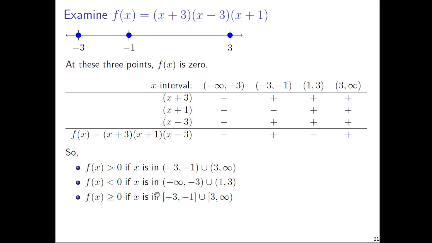Well, then the thing is, we actually include the places where f of x equals 0. And that we saw up here. So we need to include negative 3. We need to include negative 1 itself, and include 3 itself. So that's why there's brackets in these three spots.